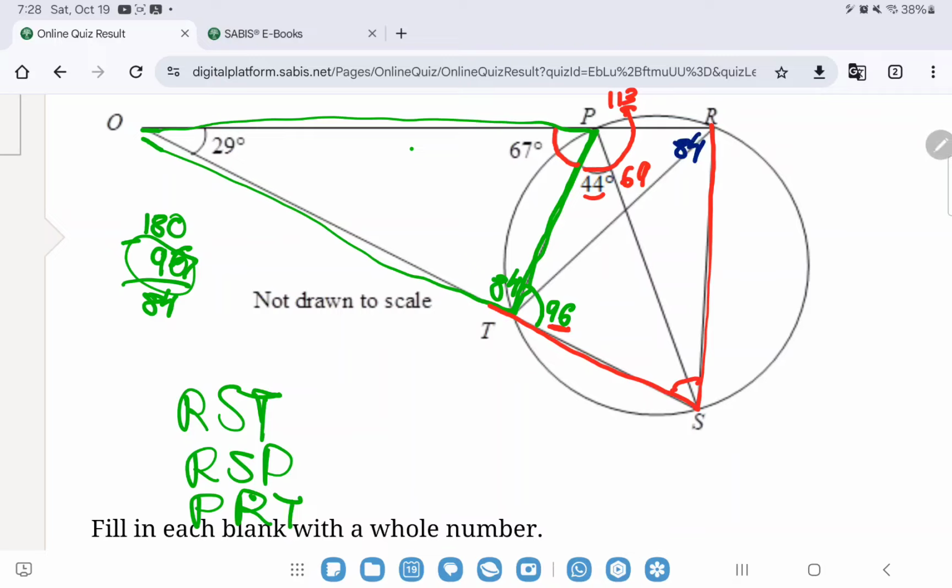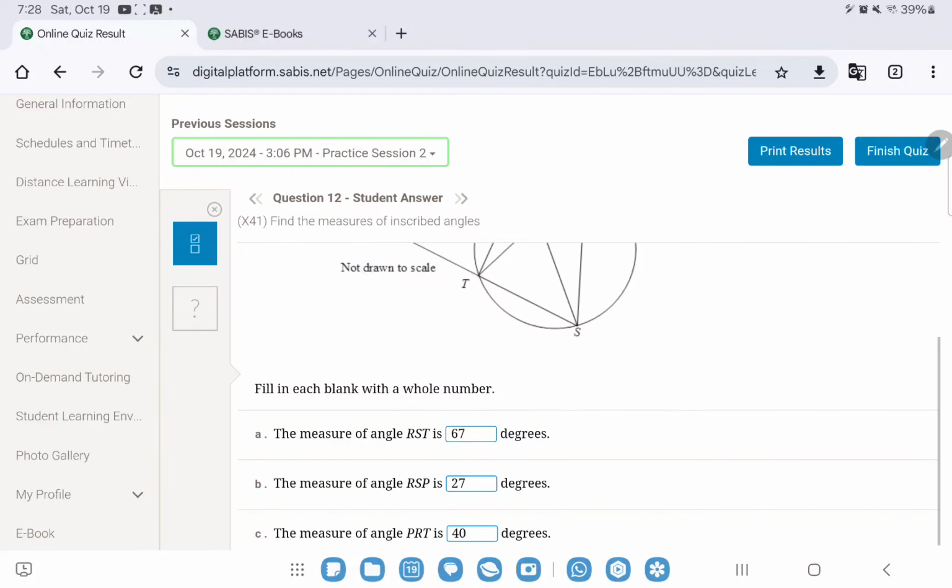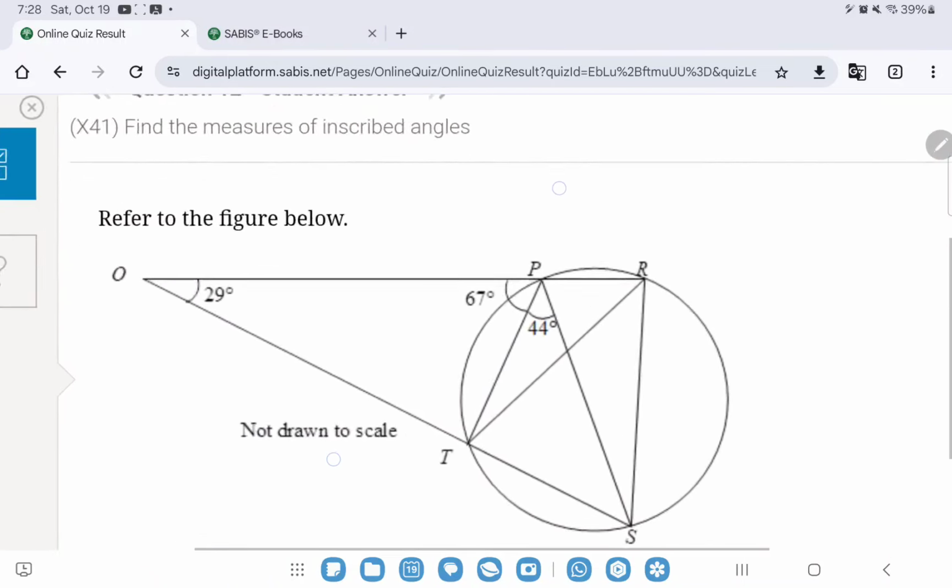So this is 84. Since this is 84, now we have most of our angles. If this is 113 and this is 84, and it's a cyclic quadrilateral, so this must be 67. So RST is 67. Now let's go to RSP.